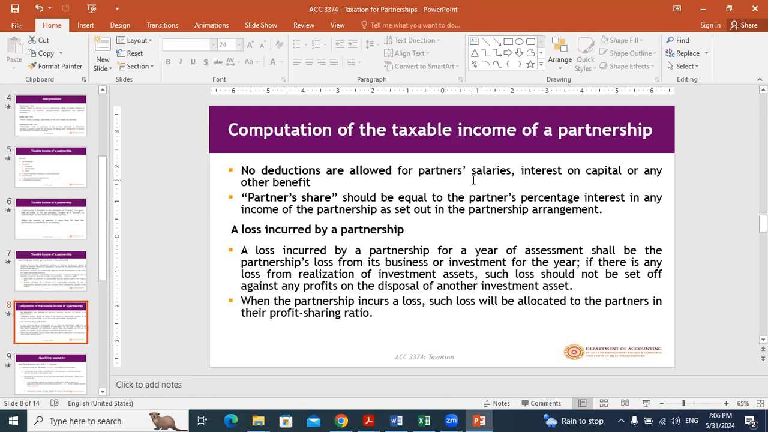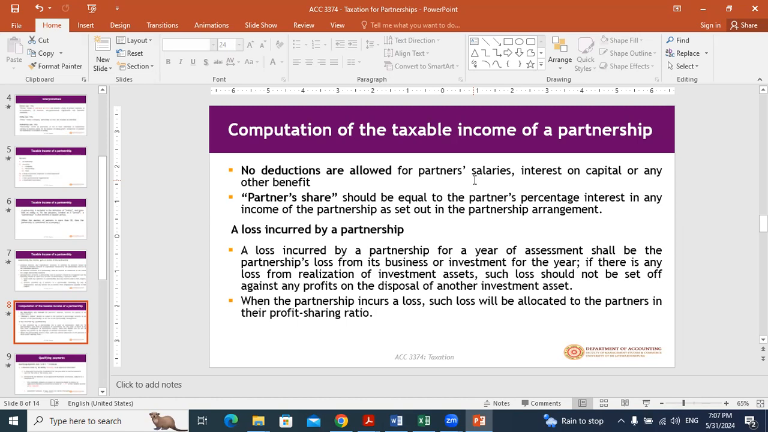Basically, salaries, interest on capital, any other benefits, in the sense that a particular partner provided a service to the partnership and got some money from the partnership, that is a benefit, but that cannot be deducted as an expense of the partnership. A partner's share should be equal to the partner's percentage interest in the income of the partnership as set out in the partnership arrangement. That is simply that the partner's share should be the profit sharing ratio.